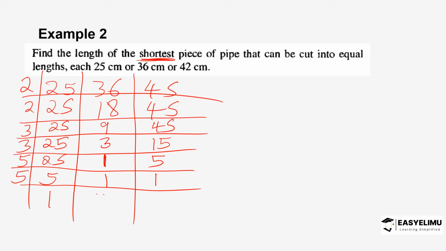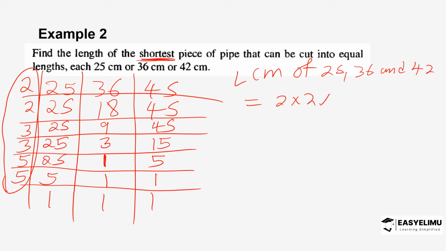5 again, 1, 1, 1. So we have the LCM of 25, 36, and 42. So we just multiply these ones here.